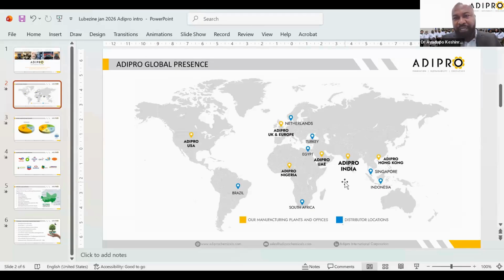So we've got the Adipro India, which is where the factory is. And then the other office is Adipro Nigeria, where we have our second factory. The second factory is really to serve the African market. So right now from Nigeria, we are moving products to Ghana, to South Africa, to Egypt. And so that's the whole essence of having a local blending facility in Africa, to be closer to the African market.